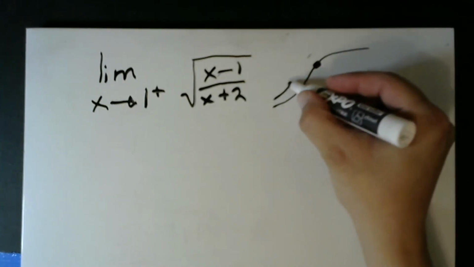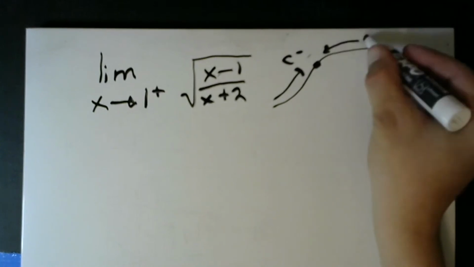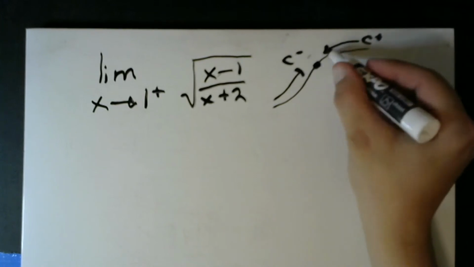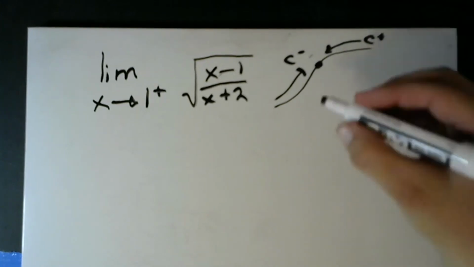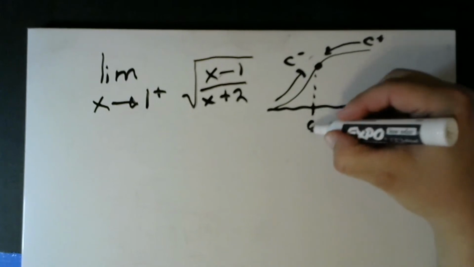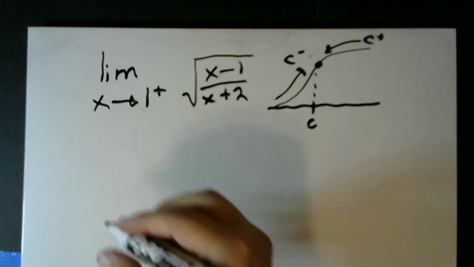So if we approach from the left, we approach from the right, we could have a situation where no matter which side we approach from, we're heading for the same limit point. So we can say this is C. We could also have a situation where there's a jump.